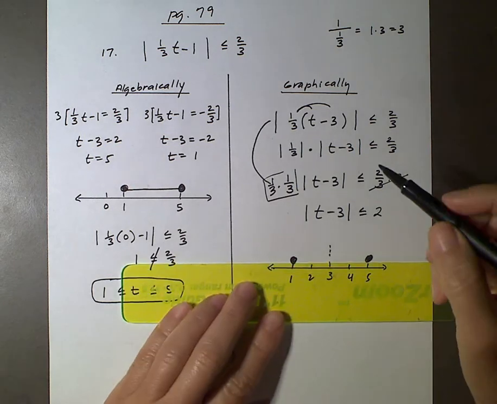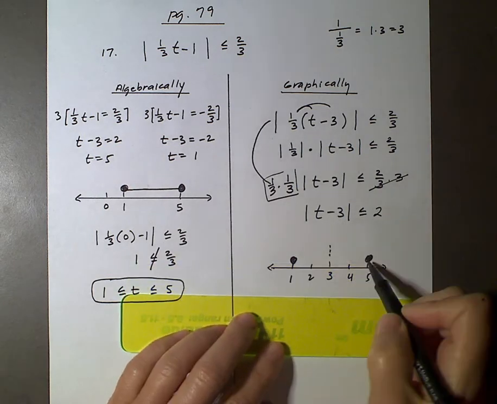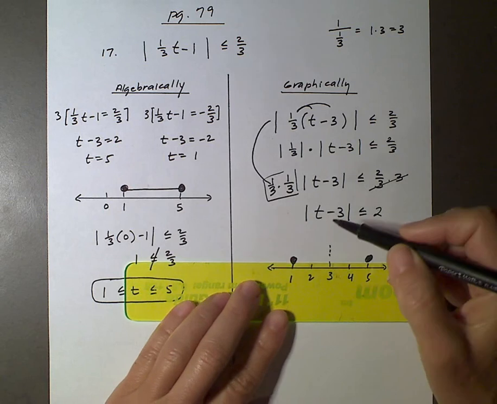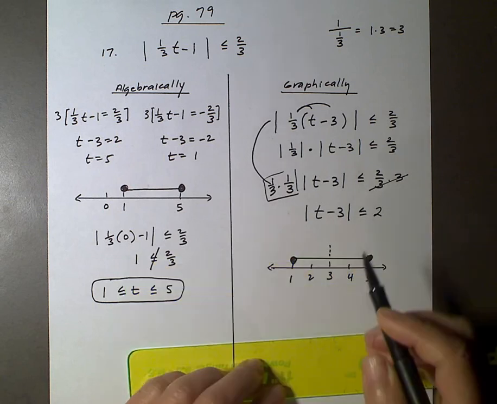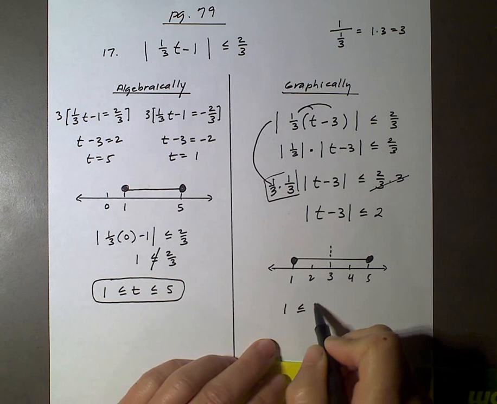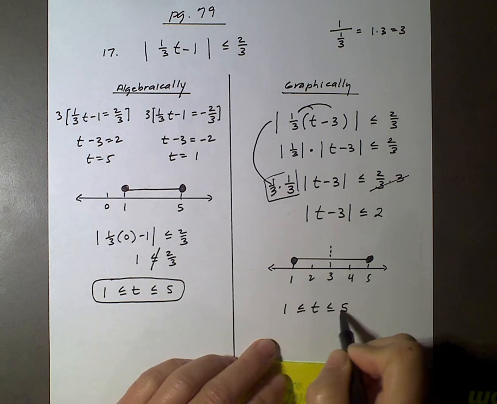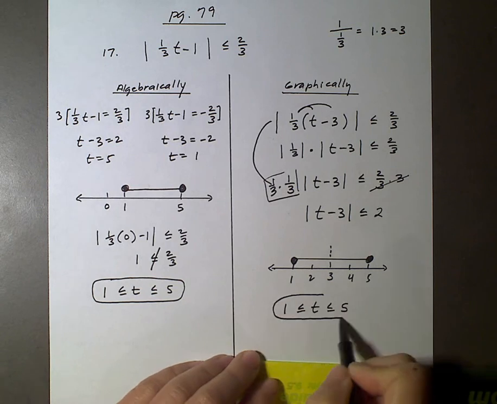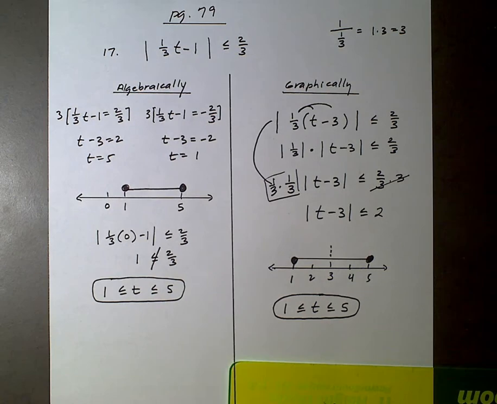So where are the numbers that are less than 2 away from 3? They're all in this interval in here. So same answer, of course, no matter which way you solve it. And that's it.